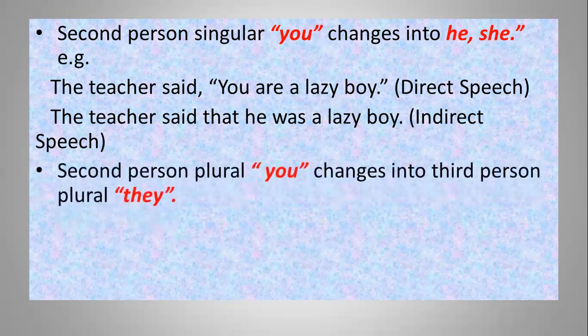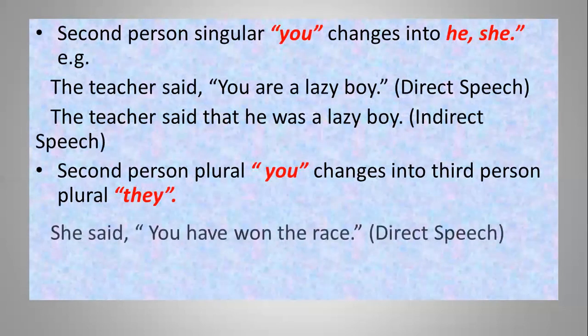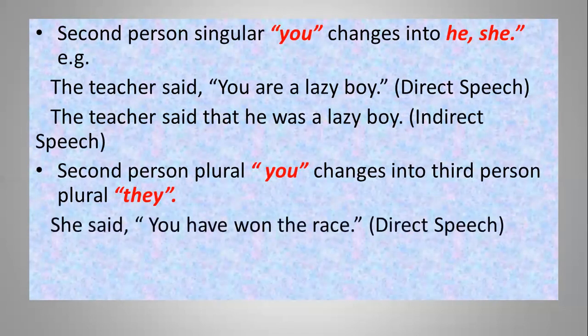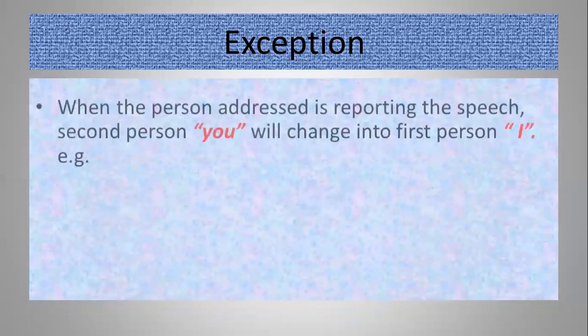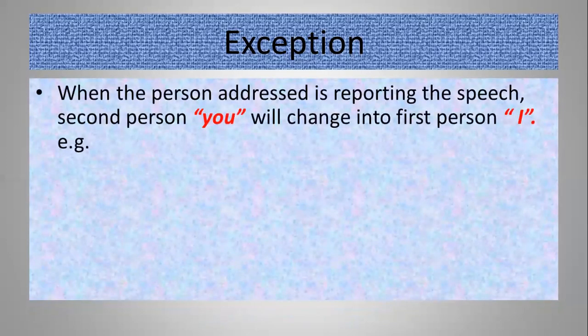Second person plural "you" changes into third person plural, that is "they." She said, "You have won the race." She said that they have won the race. Let me tell you about an exception. When the person addressed is reporting the speech, second person "you" will change into first person "I."